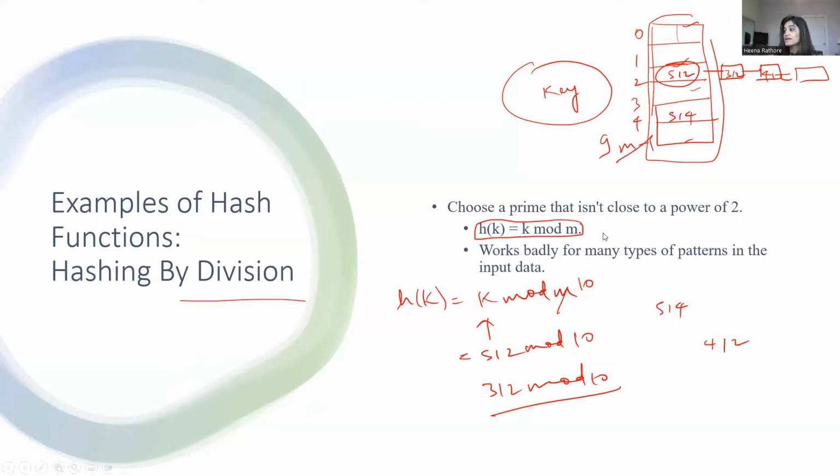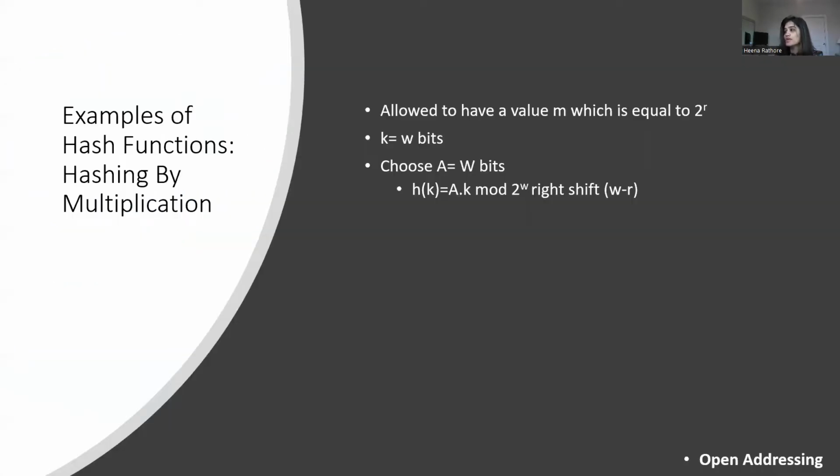Another one is, but here in this case, if you choose a prime number that isn't close to a power of 2, then this kind of hash function is a better approach. But if you will use a hash function which is closer to 2 raised to the power of 3, you should apply hashing by multiplication. And this hashing by multiplication is another kind of algorithm that people do use.